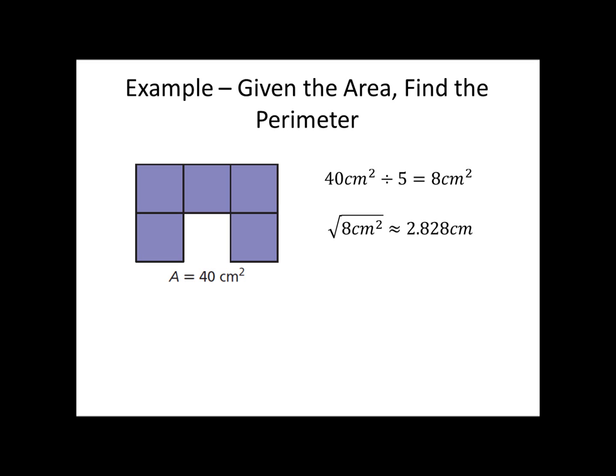Well, how many black lines make up the perimeter of the shape? Well, just count them up. 1, 2, 3, 4, 5, 6, 7, 8, 9, 10, 11, 12. So 2.828 centimeters times 12 of them means that the perimeter for this shape is approximately 33.9 centimeters.